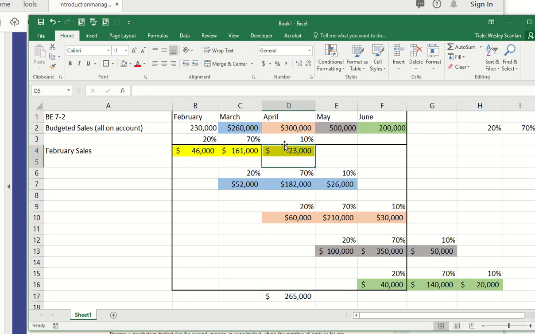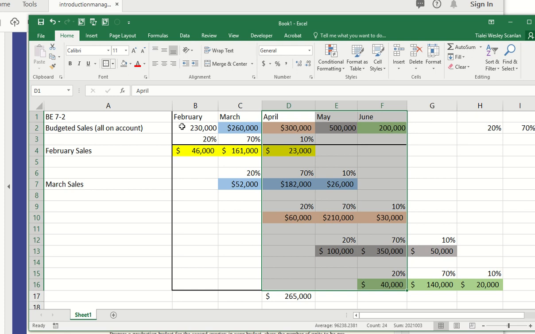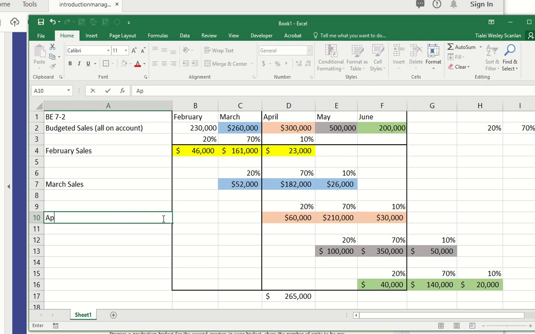You should know that every single month will have three different amounts you're collecting. I have 10% of the February sales, 70% of the March sales, 20% of the April sales, and this is my quarter. I'm only focusing on this quarter. It's not necessarily the sales, it's the cash collection. We've already made the sales, but we're just worried about when we're going to get the cash.